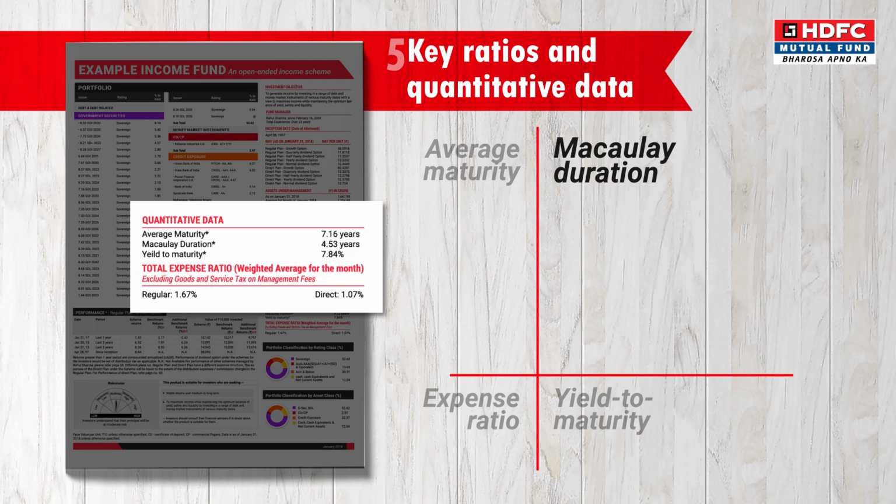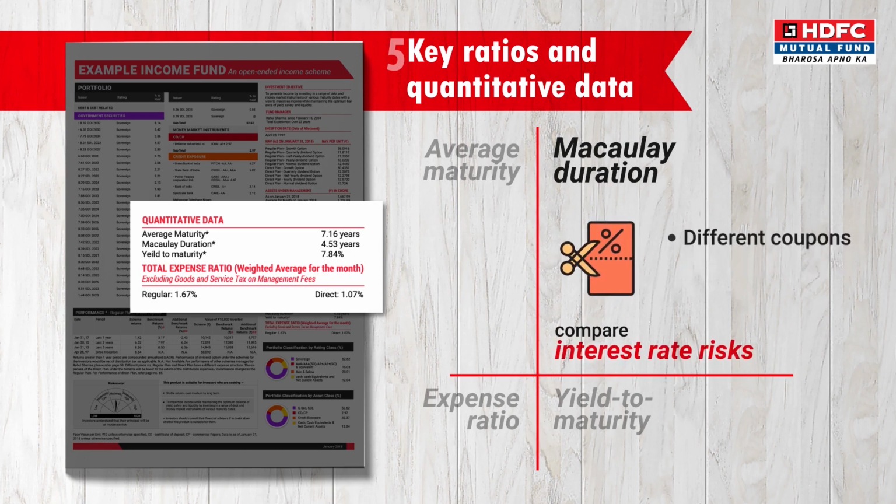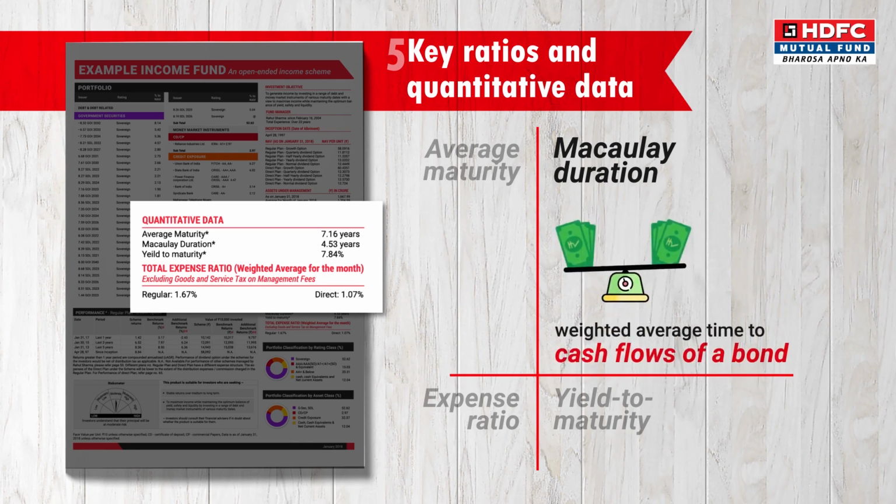Macaulay duration measures the price volatility of fixed income securities. It is often used to compare interest rate risk between securities with different coupons and different maturities. It is defined as the weighted average time to cash flows of a bond, where the weights are the present value of the cash flows.